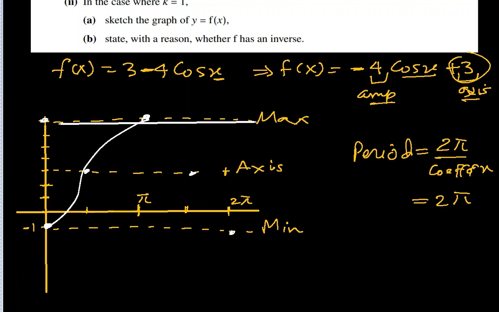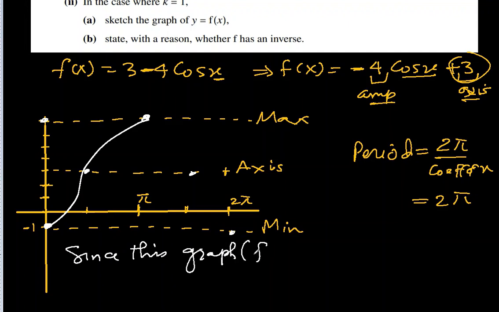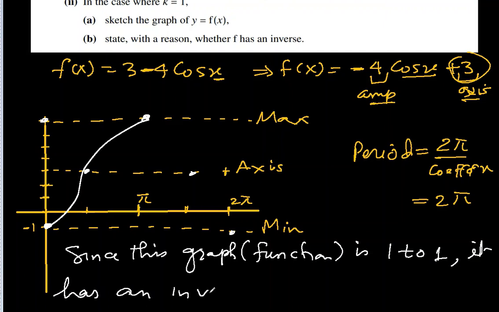That is true. That means, since, let me write it here, since this graph, and in place of graph you can write function also, is one-to-one, it has an inverse.